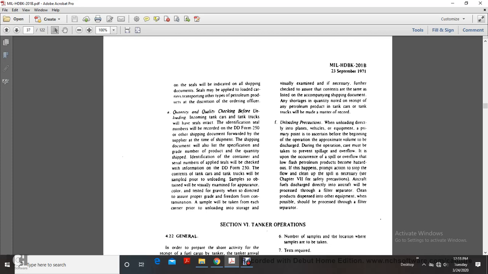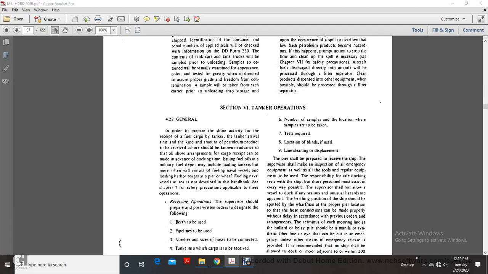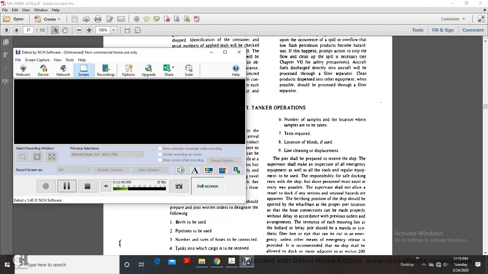Aircraft fuels discharged into the aircraft will be processed through a filter separator so that clean product will be dispensed. Fuel for other equipment should, when possible, also be processed with a filter separator. Section 6 of tanker operations.